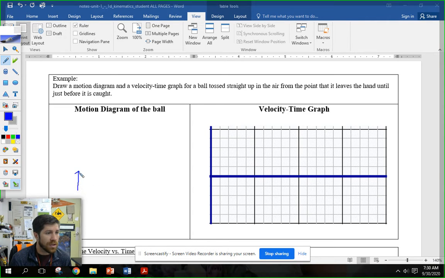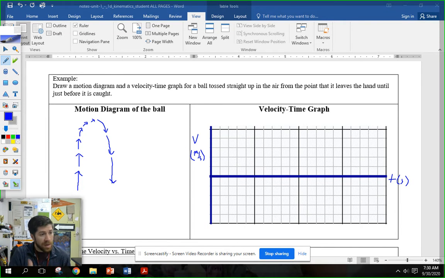It would be launched. We would draw a big long arrow because we're throwing it with a high velocity, and then as it rises to the peak, that arrow is going to get shorter and shorter, showing that the velocity is decreasing. Eventually it's going to stop momentarily, then come back down and start speeding up in the negative direction. And so that would be our motion diagram. As far as a velocity versus time graph, make sure we label velocity in meters per second and time in seconds.